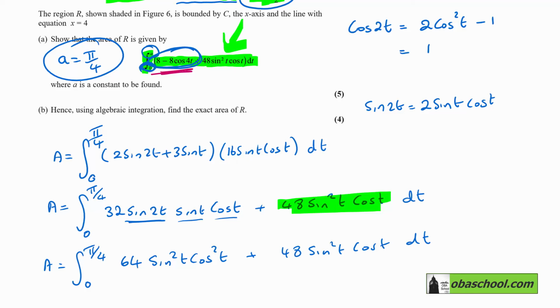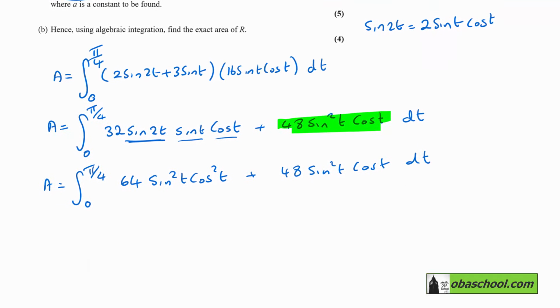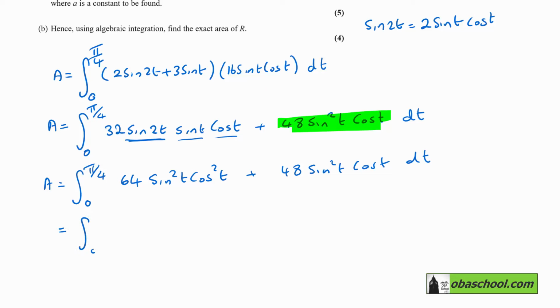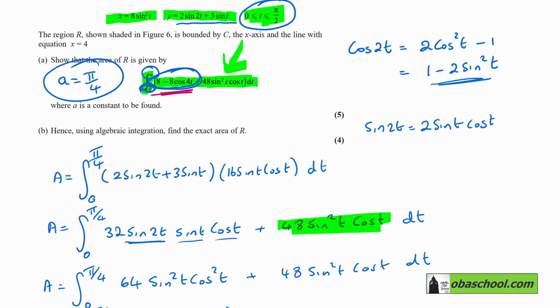It's also equal to 1 minus 2 sine squared t. So from there, sine squared t can be replaced with the following. So sine squared t can be replaced by 1 minus cos 2t, all divided by 2. And that is just a rearrangement of that being equal to that.